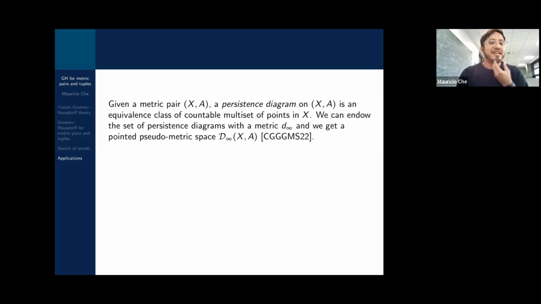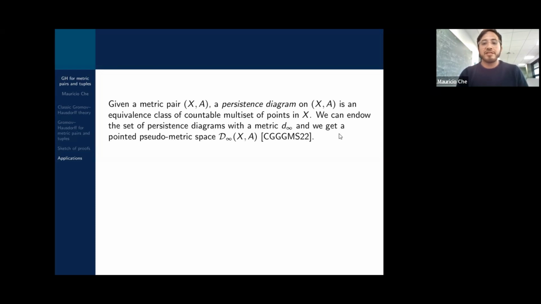This really is a generalization of what a persistence diagram is in topological data analysis. And the thing is, we can endow the set of persistence diagrams with some metric that in the jargon of topological data analysis is called the bottleneck distance. This is really a pointed pseudometric in this space of persistence diagrams, which we denote like this.